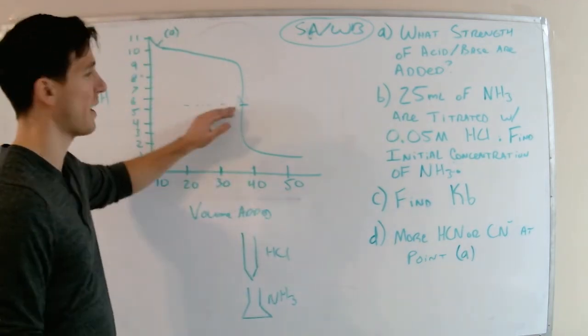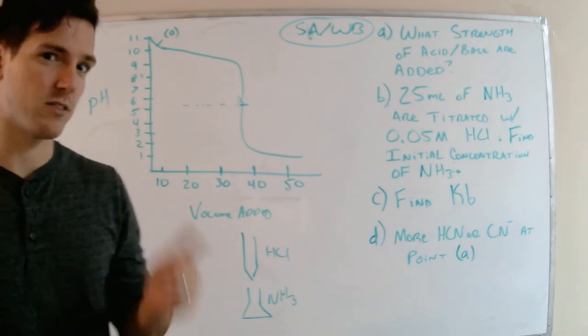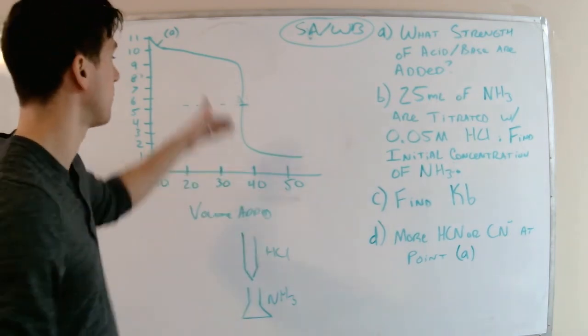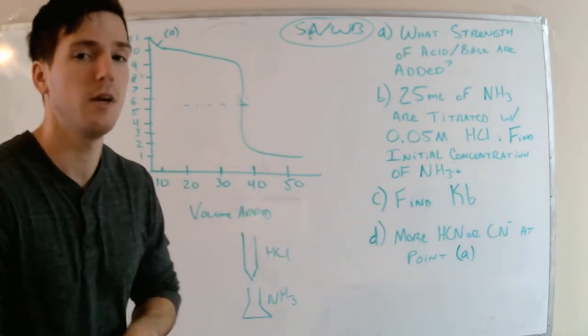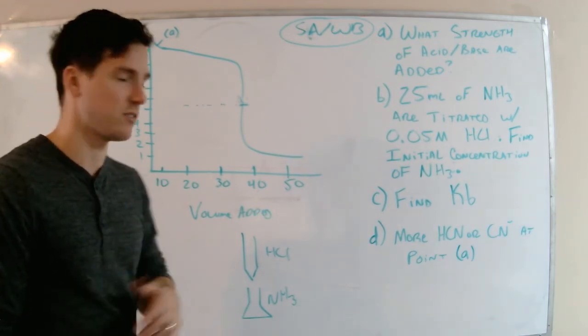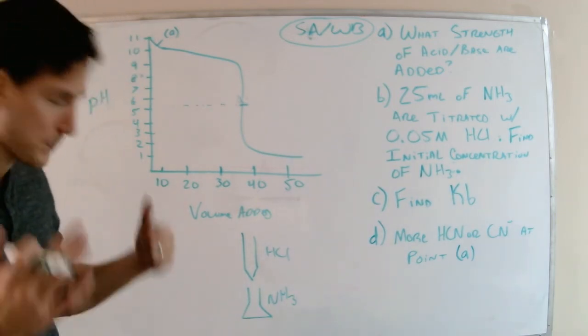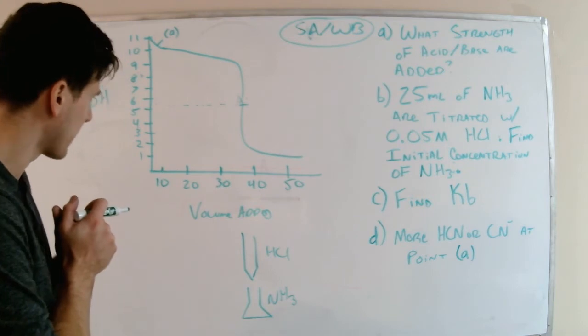Well, remember, at the equivalence point, moles of acid equals moles of base. So if we could figure out the moles of acid at the equivalence point, we could figure out the moles of base at the equivalence point as well. So let's go ahead and do that.